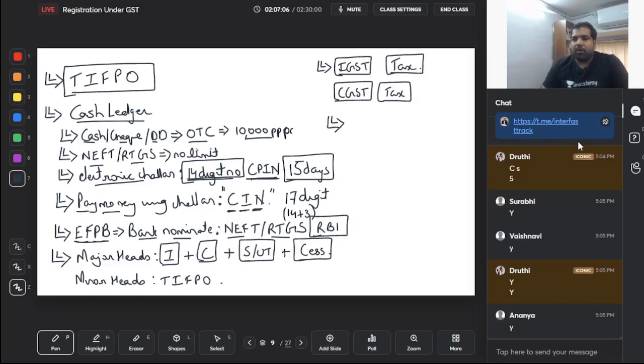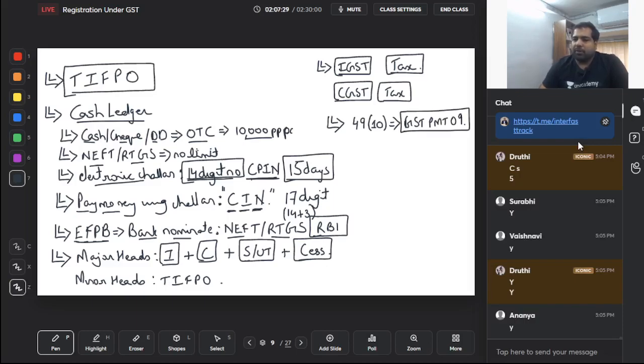This is a very important section, section 49(10), which says that you can transfer money from one major head to another major head, or from one minor head to another minor head by filing a form called GST PMT 09.